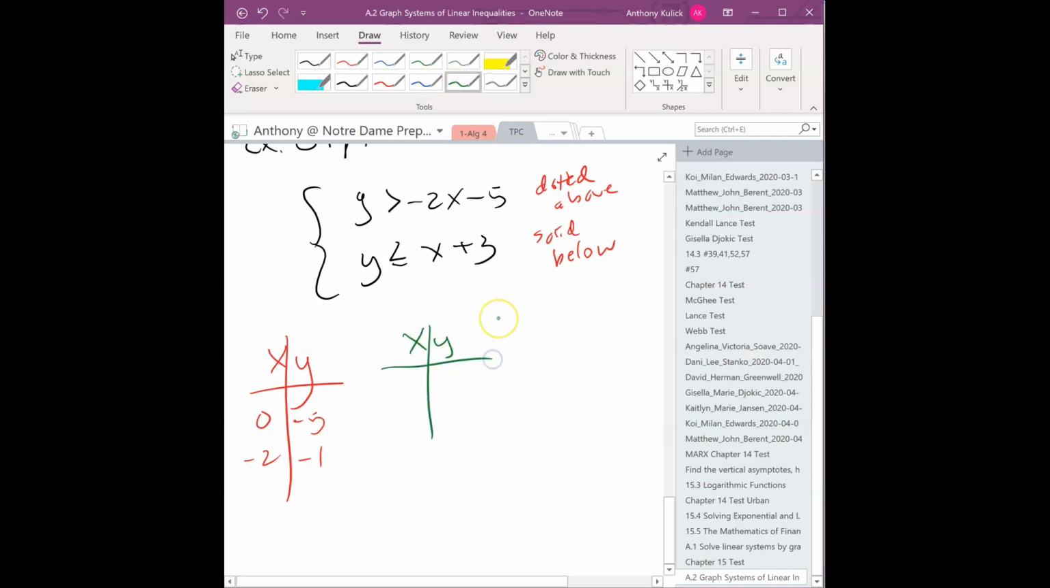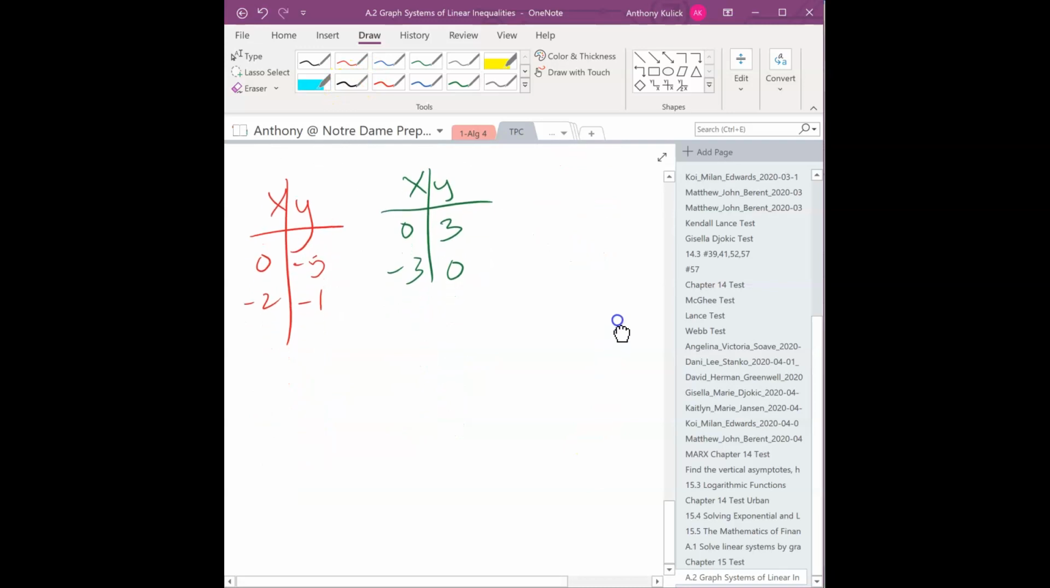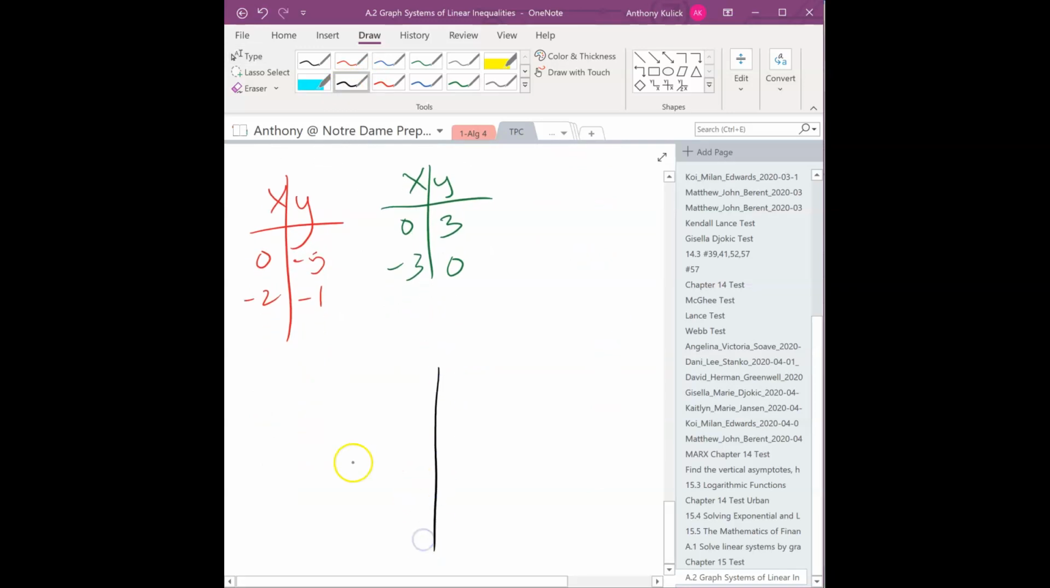And I'll use a different color for this one. So let's say I pick 0. 0 plus 3 is 3. And maybe I'll pick negative 3. Negative 3 plus 3 is 0. Again, it doesn't really matter what points you pick. Any old points will do. You just need 2 points to describe your line.